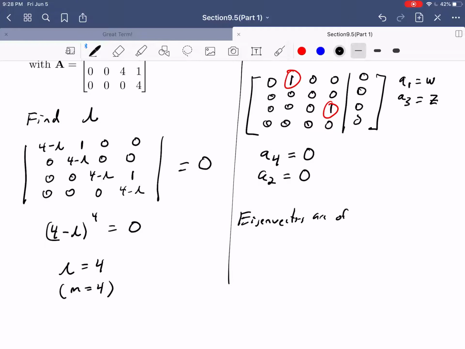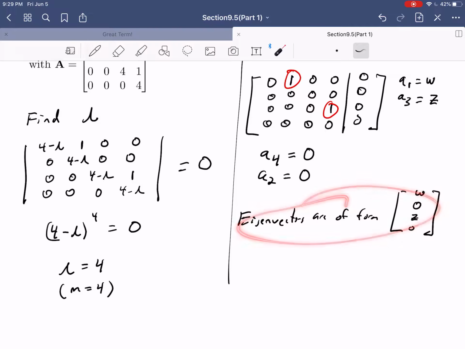Eigenvectors are of form w, 0, z, 0. So there we go. That's what the eigenvectors are of the form. Now, what does this tell us? Well, this immediately tells us that we're in a defective situation again because the eigenvectors have 2 free parameters. So the eigenspace is dimension 2, which is less than the multiplicity here.